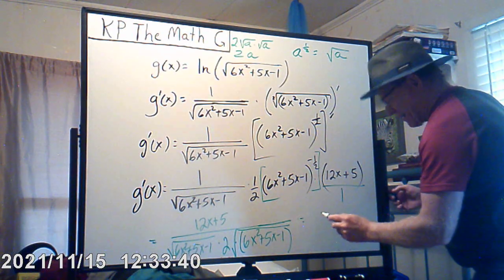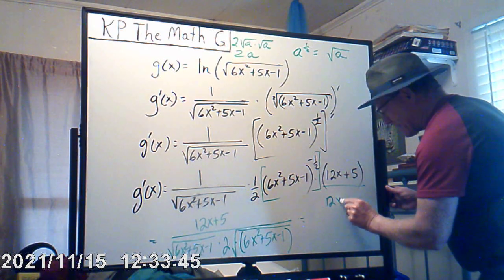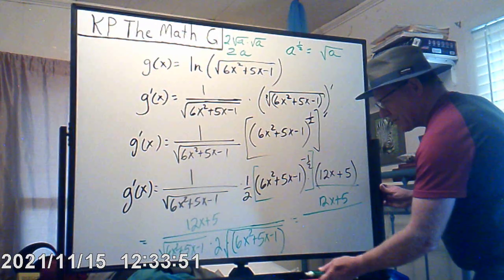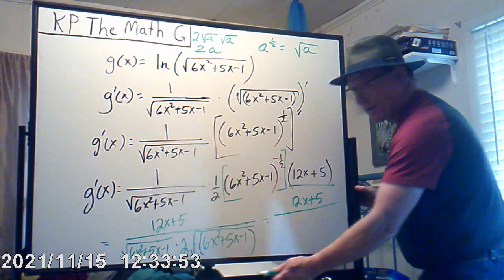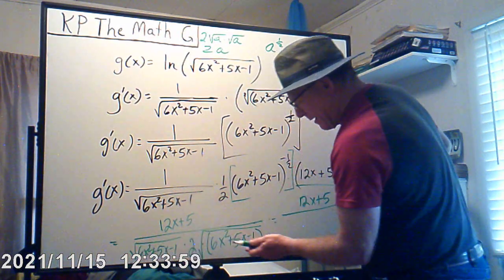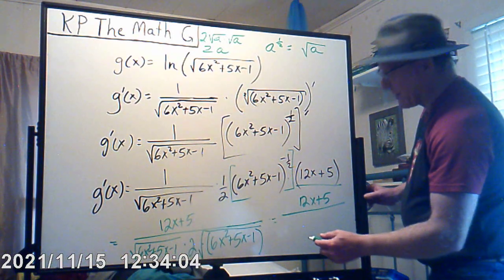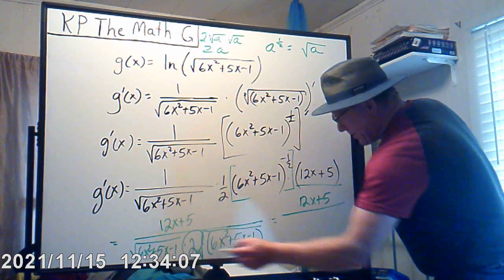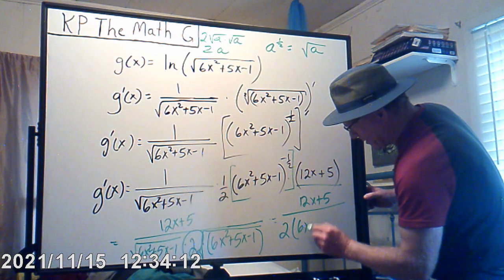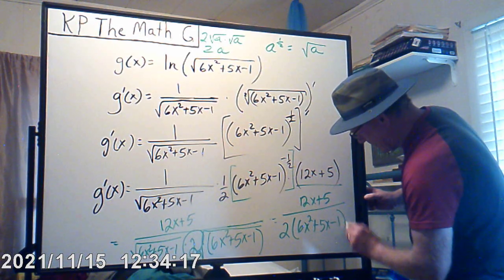So really we got 12x plus 5 over, let me scoot this over where I can get in here. Okay, so over, alright, so this square root times this square root just knocks off the square roots. Alright, so that is just going to be 2. I'm going to put the 2 out in front. So 2 times 6x squared plus 5x minus 1.